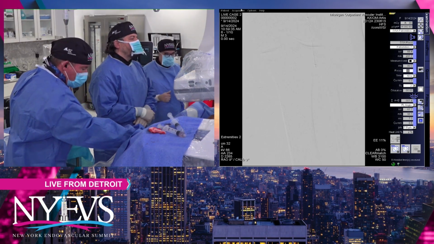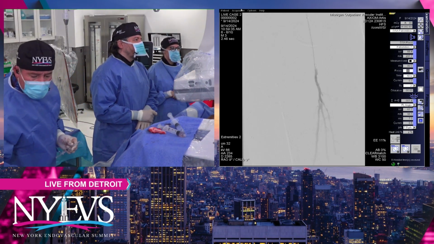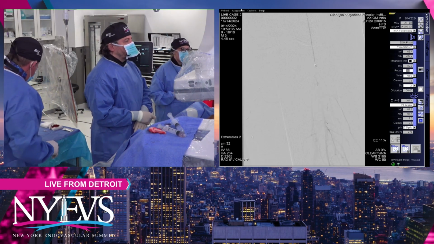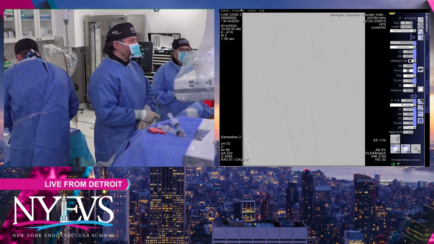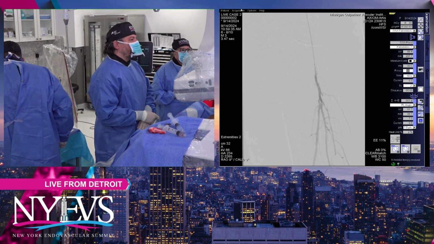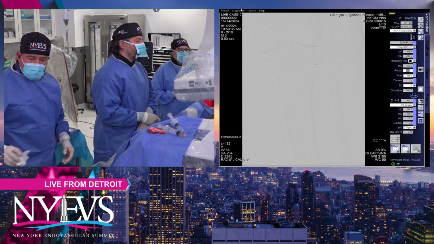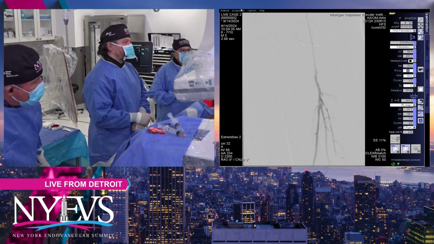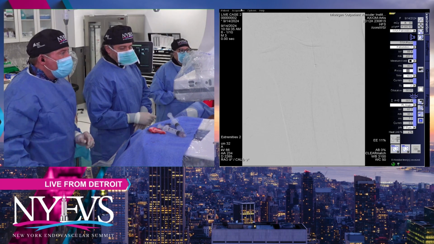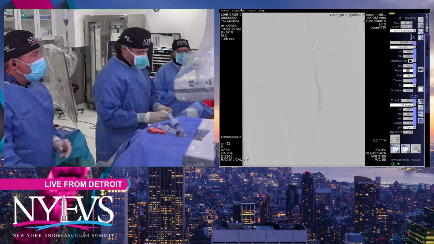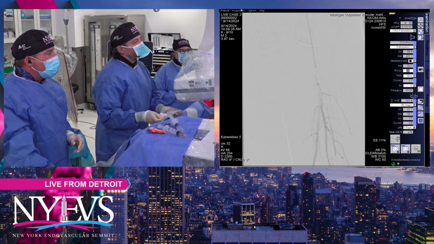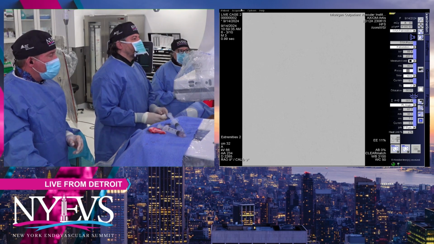But I want to play this image because it shows the advantage of pedal access. If you guys notice, there's almost like a nub. And to be honest with you, I thought that this is the takeoff of the AT. Do you guys agree? That's what it looks like. But actually the AT is the vessel below it.